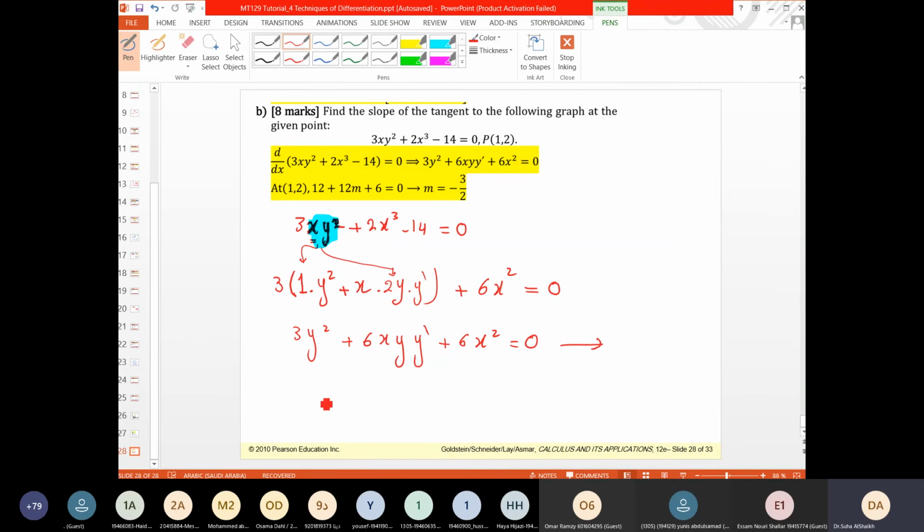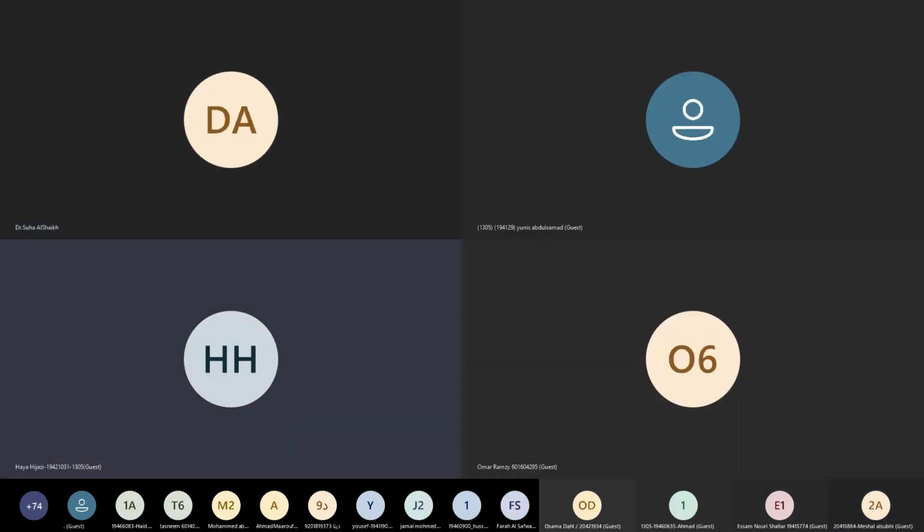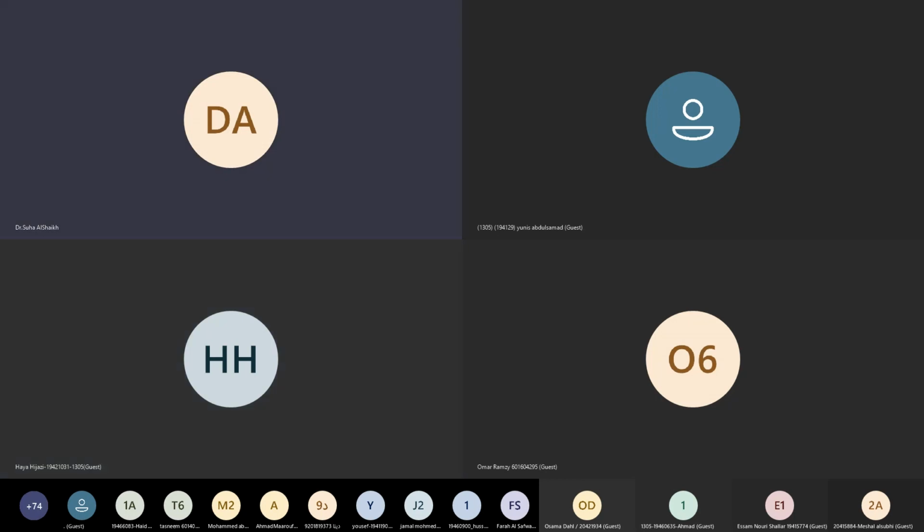Simplify it. Substitute x and y. X here is equal to 1 and y here is equal to 2. Then get y dash. You will get y dash, the slope m, is minus 3 over 2. It means we substitute 1 for x and 2 for y. Exactly. That's the slope we were asked for.